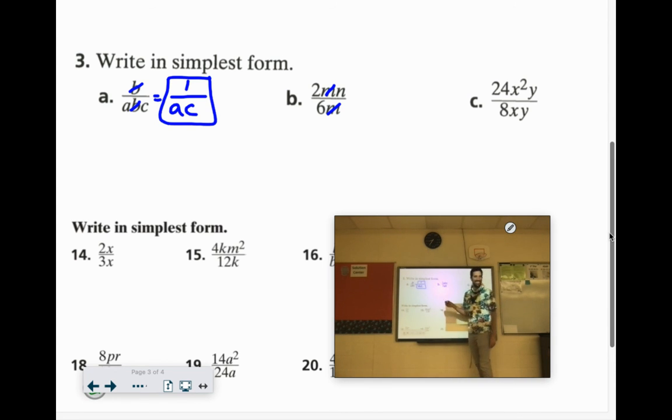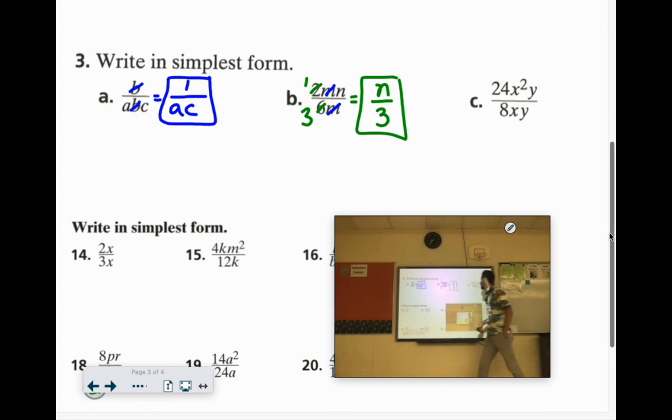All right. Also, the 2 and 6 are both even. So divided by 2. 2 goes into 2 once. Yep. 2 goes into 6 3 times. So the numerator we have 1n, which is just n. Denominator we just have 3. So n over 3.